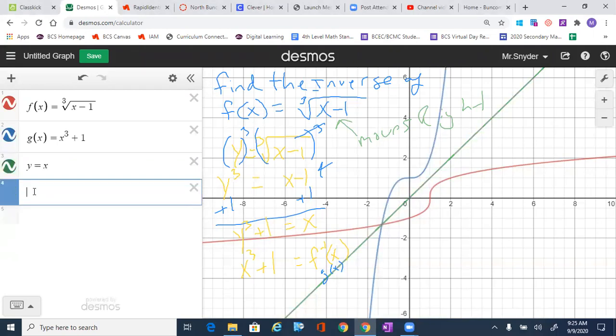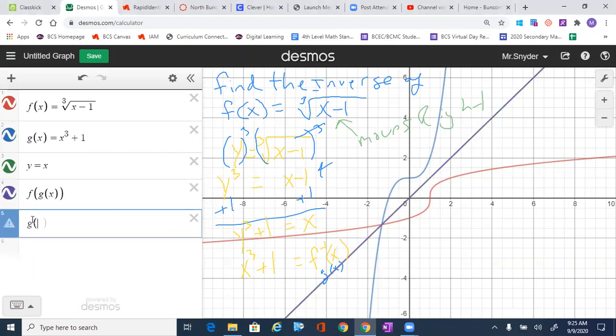But just in case, I like to verify, so I do the composition. I say f of g of x. When I do that, that y equals x line glows. And I even switch it, g of f of x. Okay? And you'll notice that it changes colors. Again, they are inverses of each other.